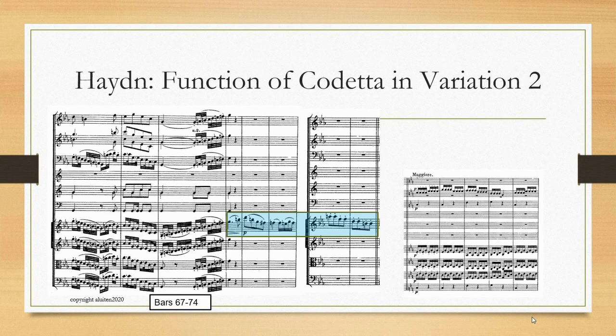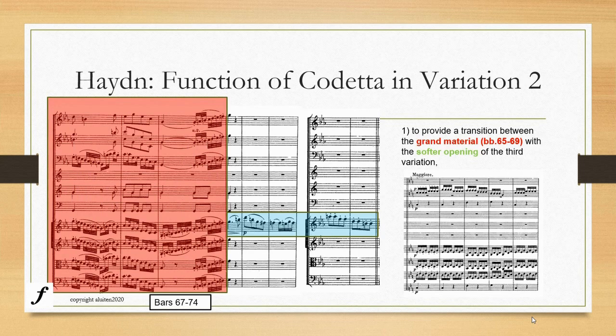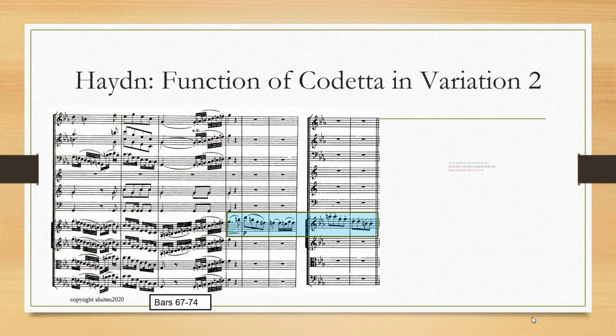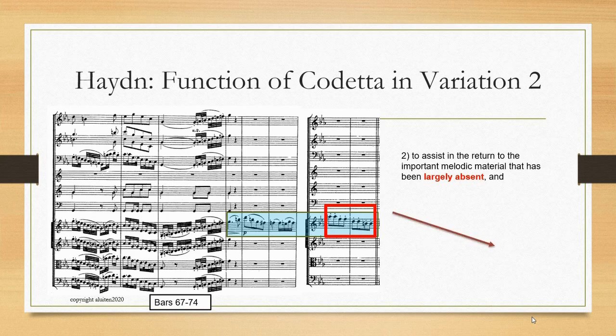This closing material has a number of functions. 1. To provide a transition between the grand material, in which the trumpets and drums also contribute, bars 65 through to 69, with the softer opening of the third variation. 2. To assist in the return to the important melodic material that has largely been absent. Taken from the opening there.